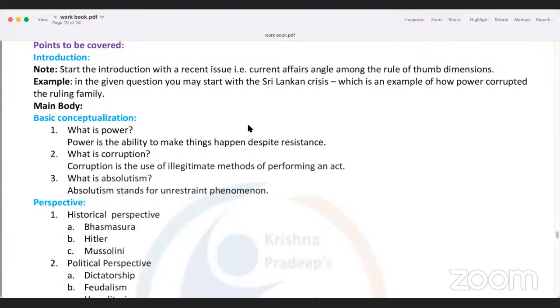Power corrupts, absolute power corrupts absolutely. According to the rule of thumb method, what is the second dimension? Historical dimension, the geographical dimension, economic, political, scientific, technological. With respect to historical, you can give the example of Bhasmasura, who had the power to ablaze someone by just keeping his hand on the head of the other person.